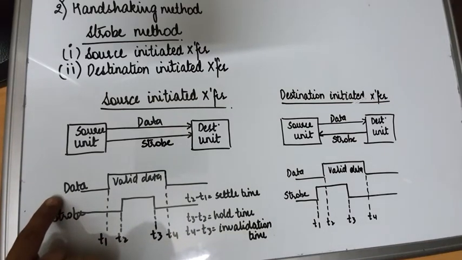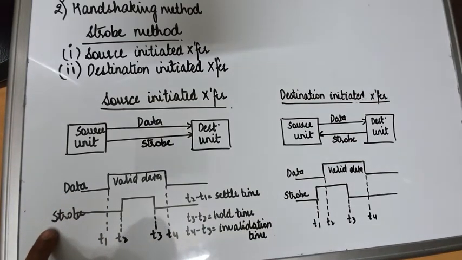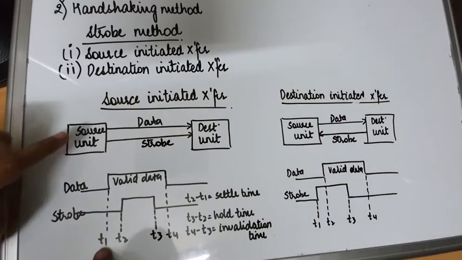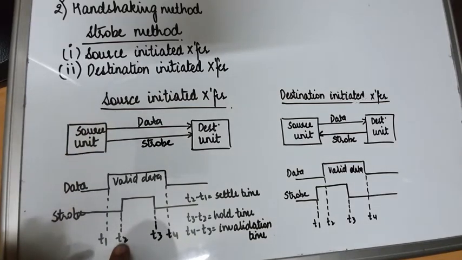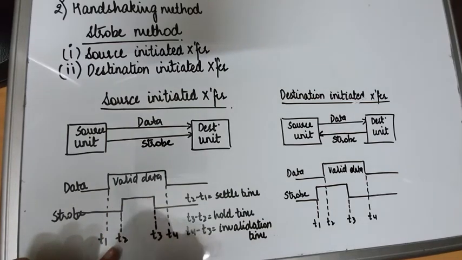Here is the data and here is the strobe signal. At time t1, the source unit puts data on the data bus. At time t2, after time t1, it will give a settle time. Delta t will be the settle time, and at time t2, after putting data on the data bus, it will enable the strobe signal. When the strobe signal is enabled, it will be kept enabled till T3 time.